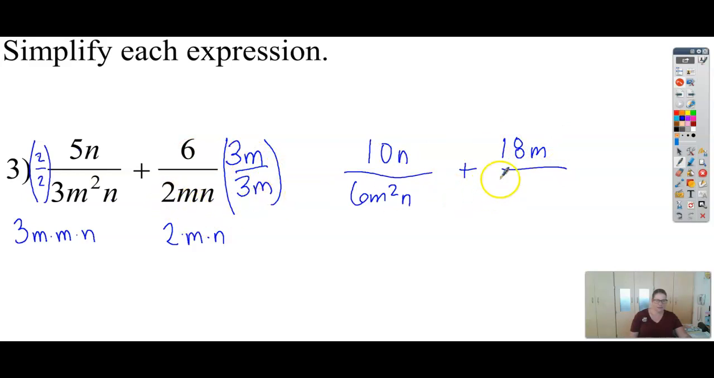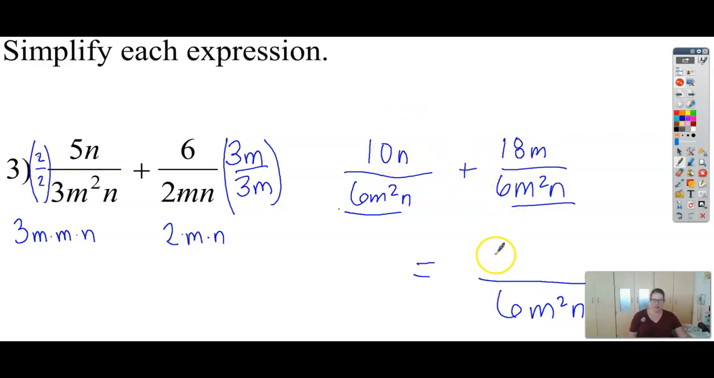And 2 times 3 is 6. And then I'll have the m times m, which gives me m squared. And then m. So now they match. I gave each side the things that they were missing. And now I can go ahead and finish the problem. So because my denominators match, I can just go ahead and combine this whole thing over that common denominator.